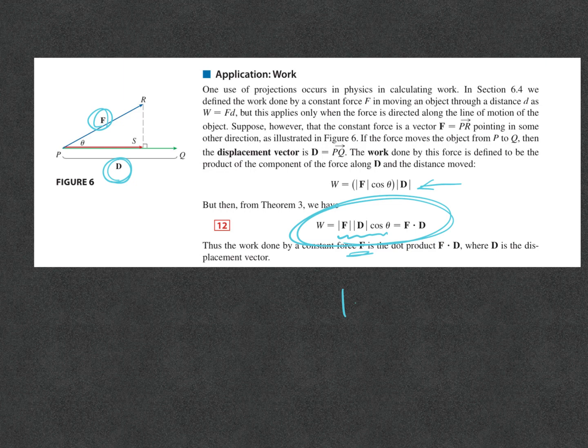So before we used A dot B equals the length of A times the length of B times cosine of theta. That's the same thing we have here, the force times the displacement, which equals work. So let's look at an example of one of those.